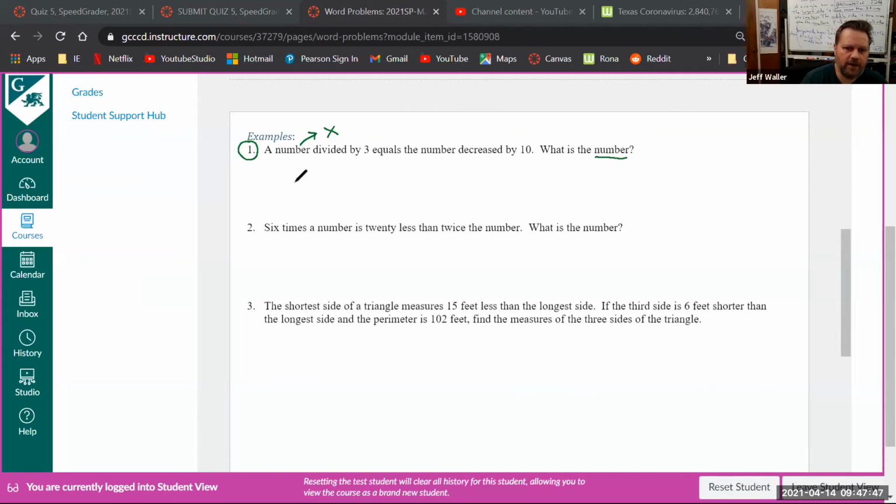So a number divided by 3. So how do I write that? Since we picked what the number is, X divided by 3. So X divided by 3. This is pretty straightforward.